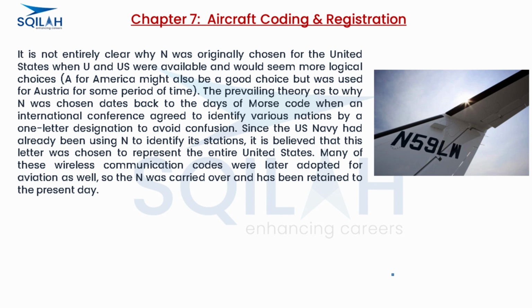A for America might also be a good choice but was used for Austria for some period of time. The prevailing theory as to why N was chosen dates back to the days of Morse code, when an international conference agreed to identify various nations by a one-letter designation to avoid confusion. Since the U.S. Navy had already been using N to identify its stations, it is believed that this letter was chosen to represent the entire United States.